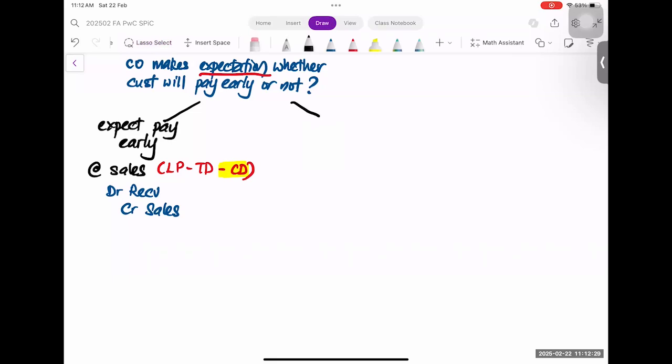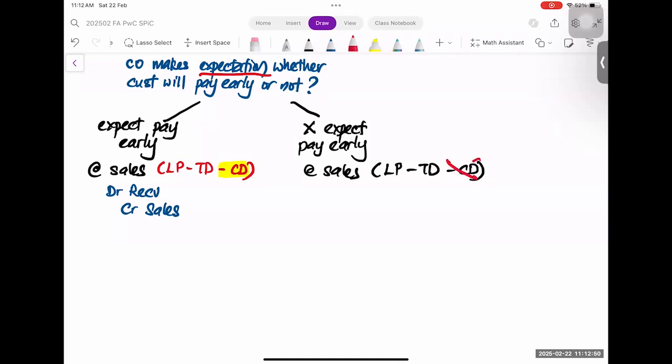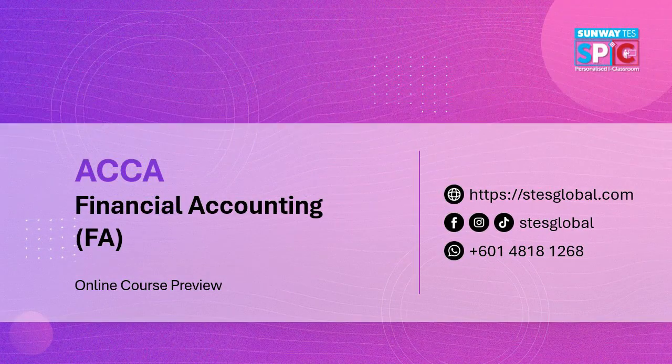Second scenario, what if you don't expect that they will pay early? You think they actually will pay late. So in this case, when the sales happen, you just record as usual. But in this case, you don't minus your cash discount. So the double entry is still the same, but the amount recorded will be different.